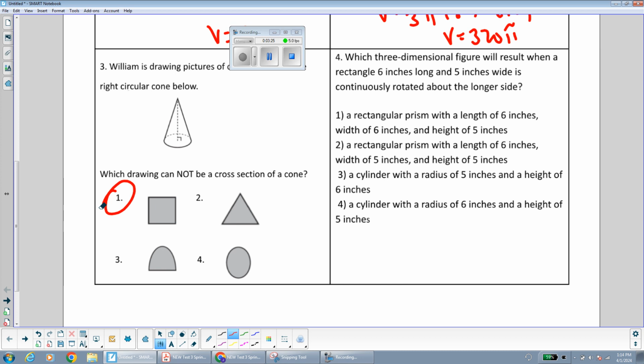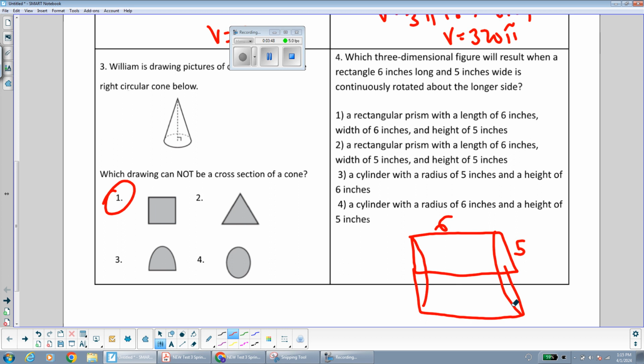For number 4, we have a rectangle, and we're rotating it around the longer side. The rectangle is 6 by 5. And if I'm rotating around the longer side, we're spinning around and around and around, and eventually the curved part is going to look circular, and it's going to look like a cylinder. I'm a terrible artist, but it's going to be a cylinder oriented on its side like this one, as you can see. And as you can see, the height is 6, and the radius is 5. So it's a cylinder with a radius of 5 and a height of 6 inches.